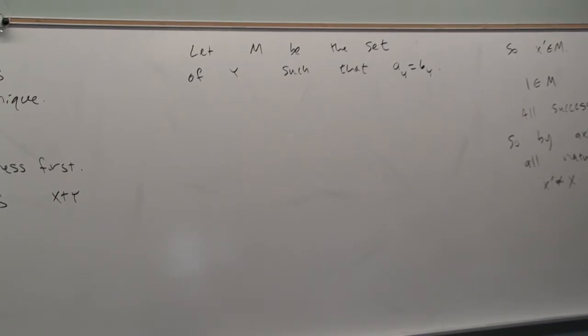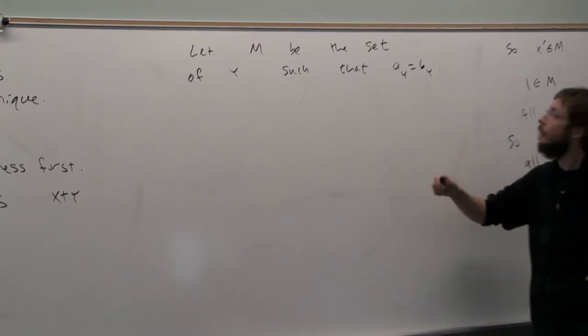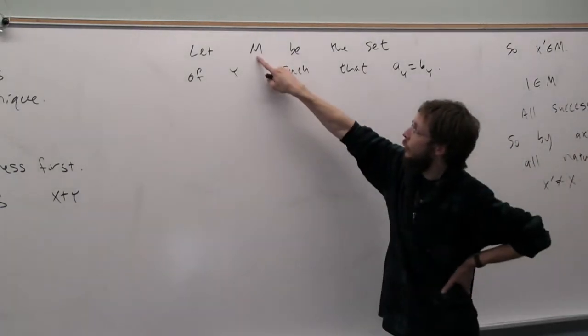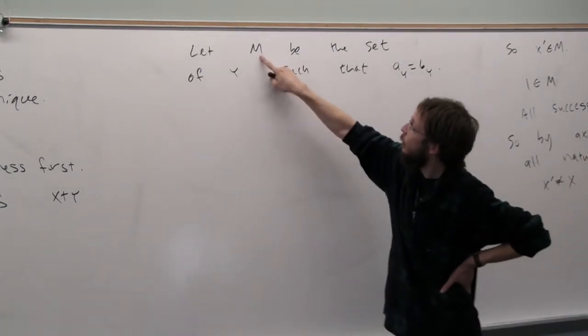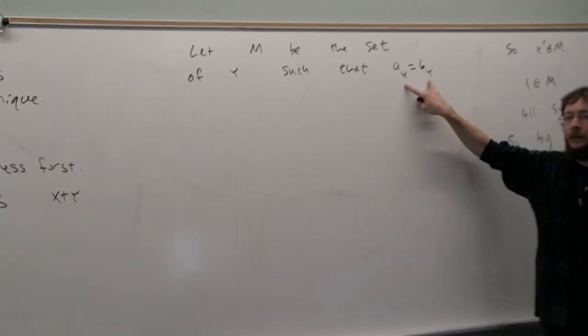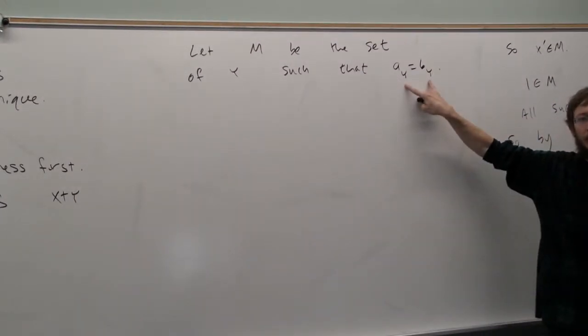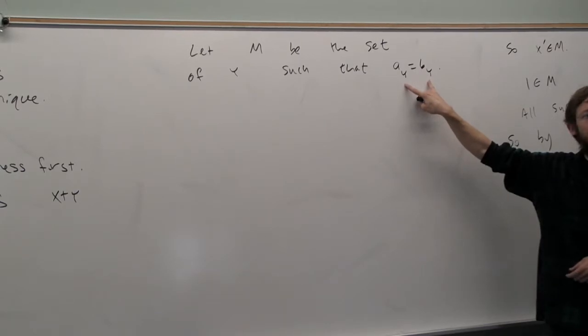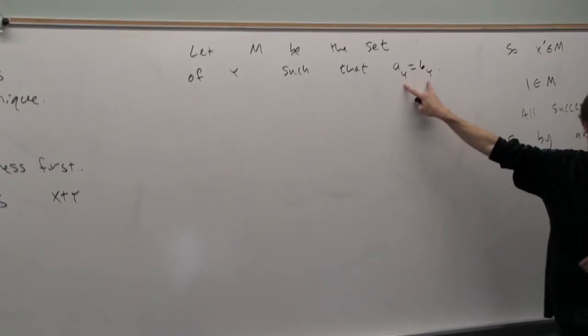So we're going to do proof by induction. And whenever you do that, you define this set M. And so you have to be real careful about how you define it. M is the set of all y such that the two different types of addition agree with each other. Y is just a random natural number.